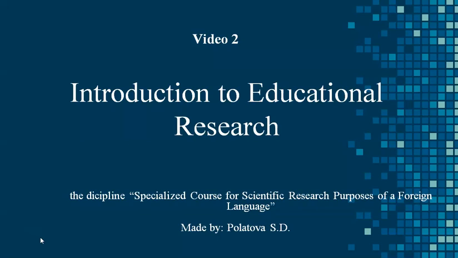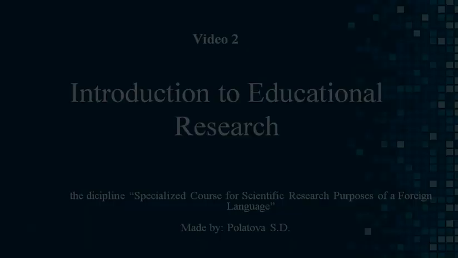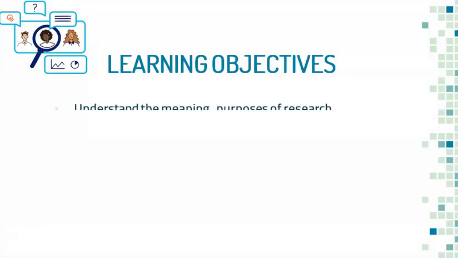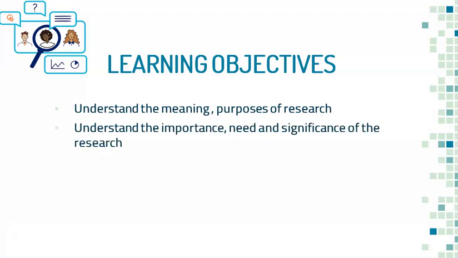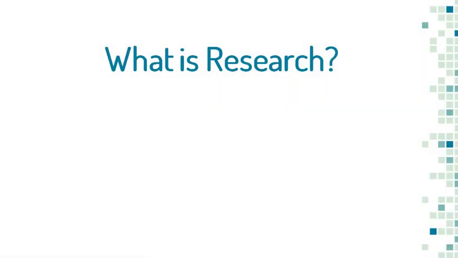Before starting our discussion, let's see the learning objectives. Today you will be able to understand the meaning and purpose of research, understand the important need and significance of research, and identify the characteristics of research. Now let's start our lesson.